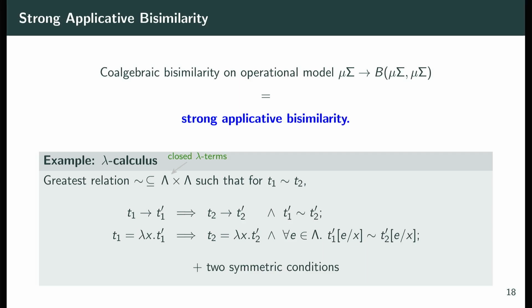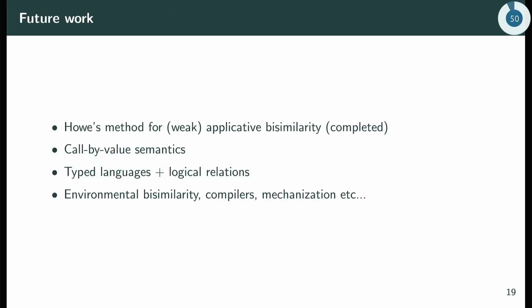This is bisimilarity. So this should remind you of Abramsky's applicative bisimilarity. It's more like a more fundamental variation, I would say. So that's what we did. For future work, we actually completed this. We did implement Howe's method for weak or standard applicative bisimilarity. We're also making good progress towards achieving proper call by value semantics.